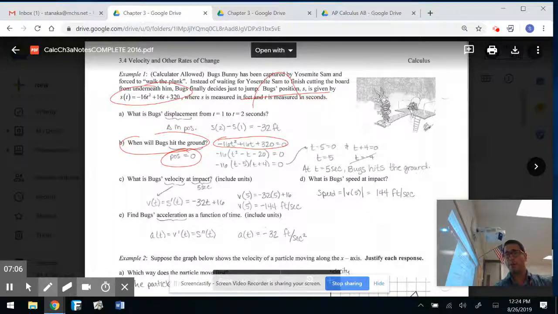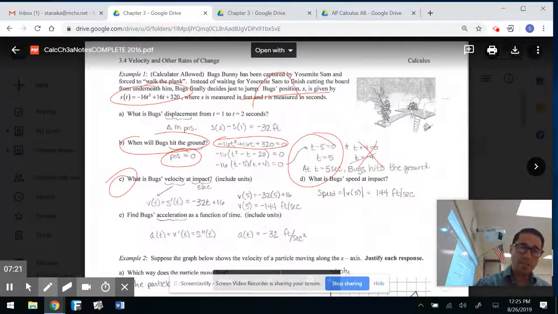But I get two answers. I get t equals 5 or t equals negative 4. Well, since I can't go backwards in time, right, class? We cross out that one, and my answer would be t equals 5 seconds. That's when Bugs hit the ground. Ouch! All right, here we go.